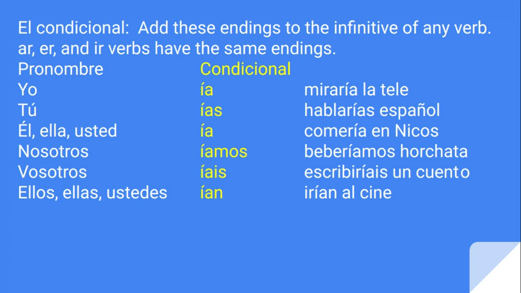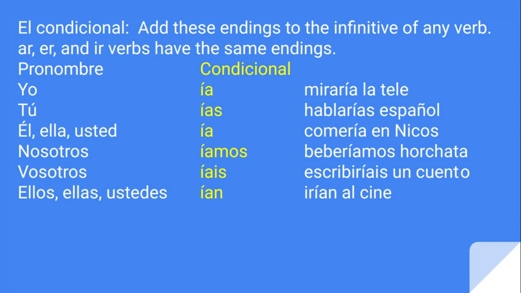So a verb like mirar la tele, and the yo form is yo miraría la tele. I would watch TV. Tú hablarías español. You would speak Spanish. Ella comería en Nikos. She would eat en Nikos. Nosotros beberíamos horchata. We would drink horchata. Vosotros escribiríais un cuento. You guys would write a story. Ustedes irían al cine. You all would go to the movie theater.